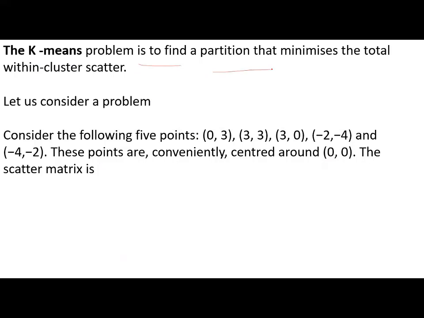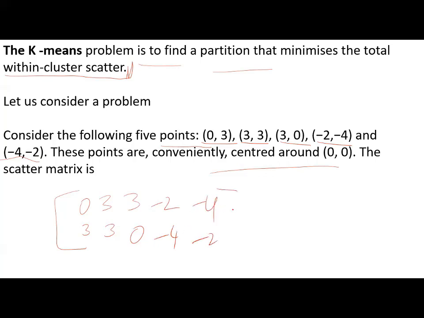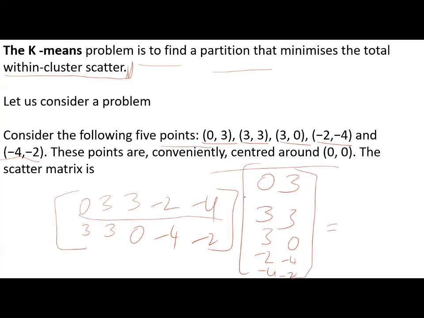The k-means problem is to find a partition that minimizes the total within-cluster scatter. Let us consider a small problem. Consider the following 5 points: (0, 3), (3, 3), (3, 0), (-2, -4), (-4, -4), (-4, -2). These points are conveniently centered around 0. Now the scatter matrix can be written as the transpose of this matrix multiplied with the matrix itself. If you multiply these two, we get 0 into 0, 3 into 3, 3 into 3, 9, 9, 18.